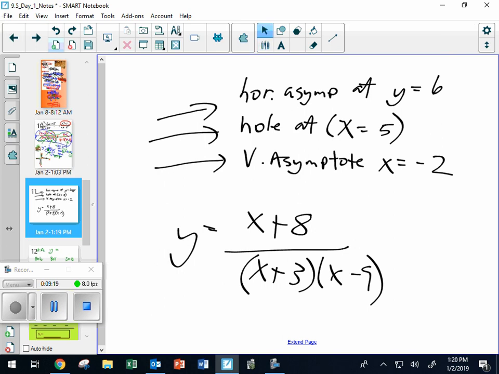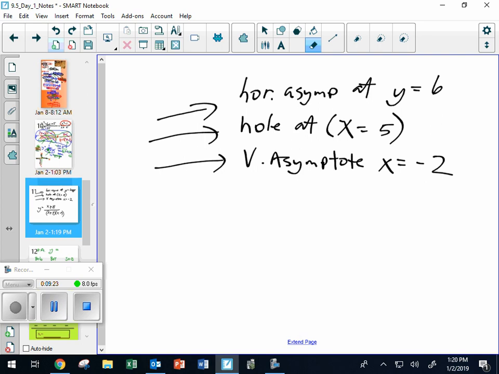It can have other stuff too. Some people get all like how come my answer is different than my friend's? There's a million right answers to this. You just check yours through and make sure yours, however you write it, has a horizontal asymptote at y equals 6, a hole at x equals 5, and a vertical asymptote at x equals -2.